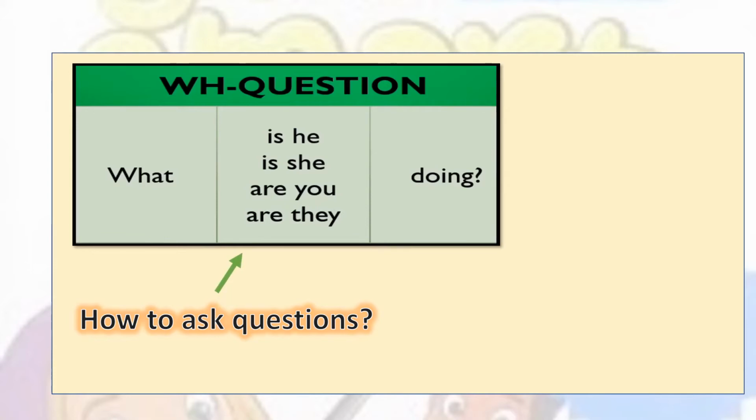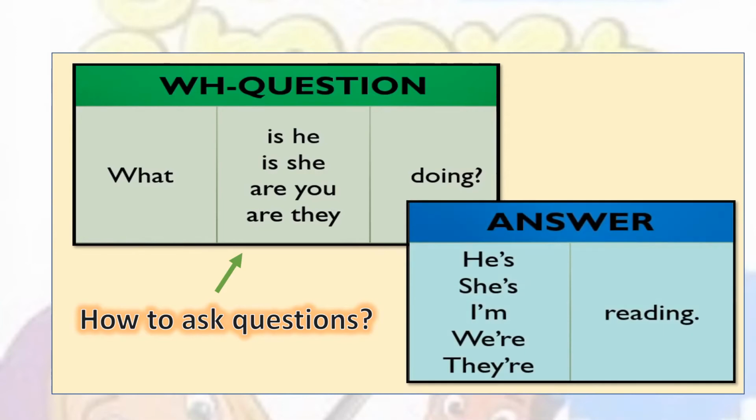When the question starts with what is he doing, or you can say what is she doing, or what are you doing, or what are they doing. And then how do we answer? We have he's reading, she's reading, I'm reading, we are reading, and they are reading. So this is how to answer. So in today's lesson, we already learned in the first lesson just now the structure. So now we are going to practice how to answer the question.